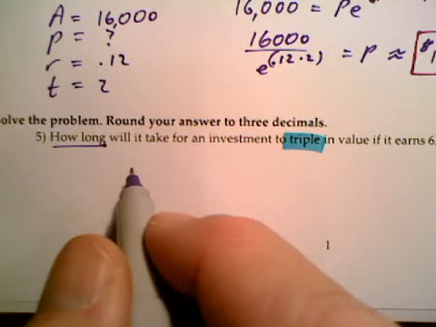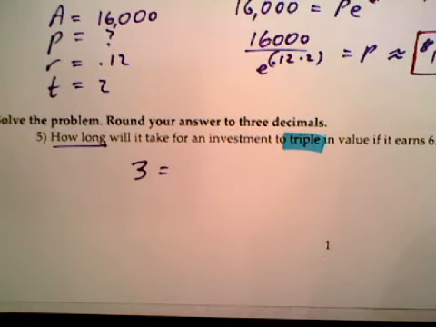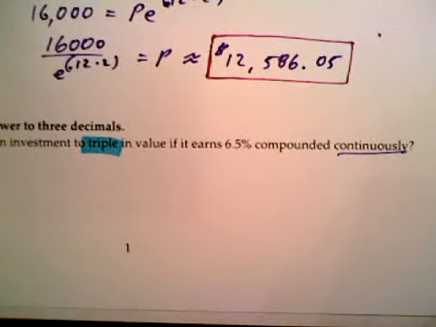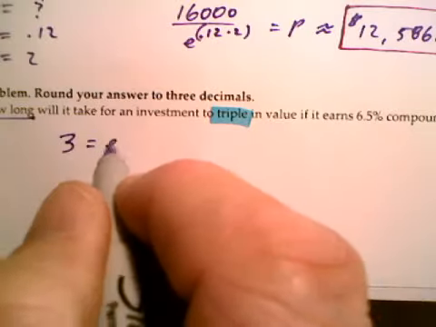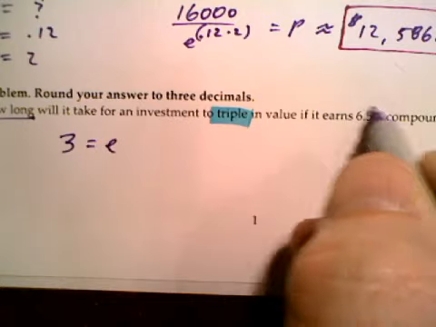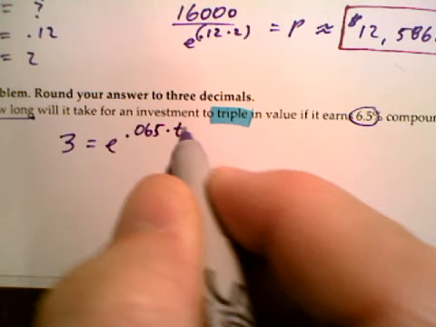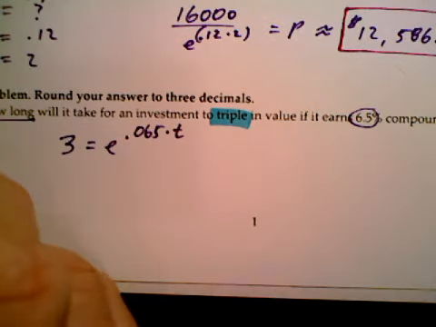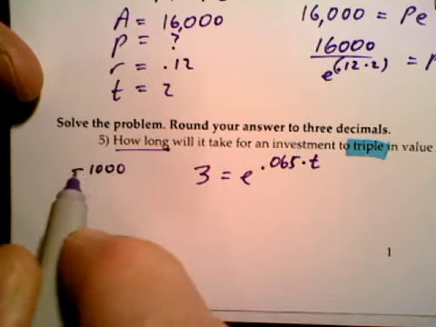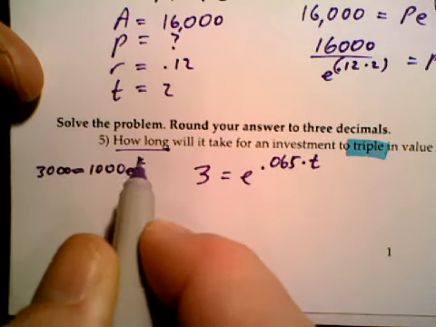So after you've done a few of these, you just start with 3 equals, and this is compounded continuously, right? So you start with 3 equals E to the R, which is 0.065 times T. That's all you have to do. Because if you started with 1,000, you would go to 3,000. Okay, E to the RT.